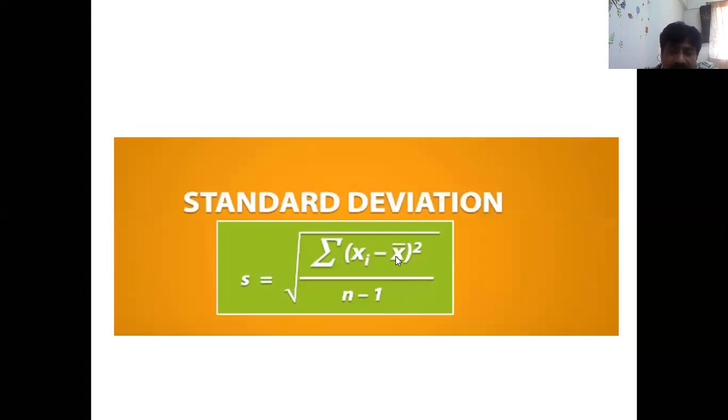Next we'll see the standard deviation. The formula for standard deviation is the square root of the summation of (xi minus x bar, that is the mean) whole squared, divided by n minus 1. This is the formula to compute the standard deviation of the data set.